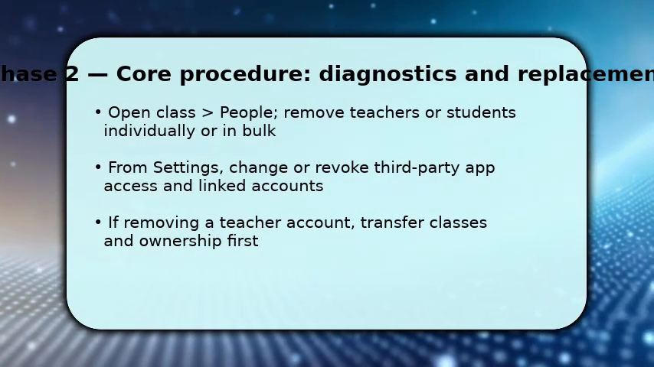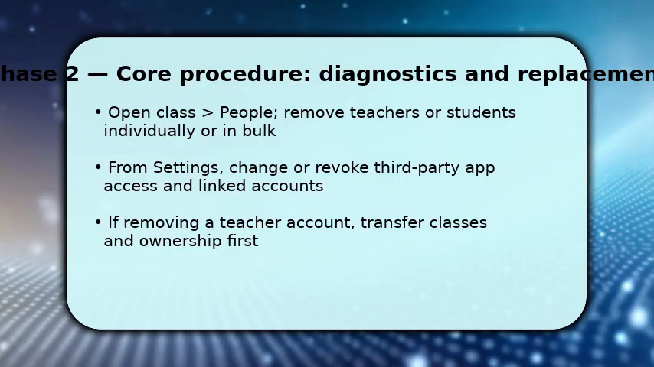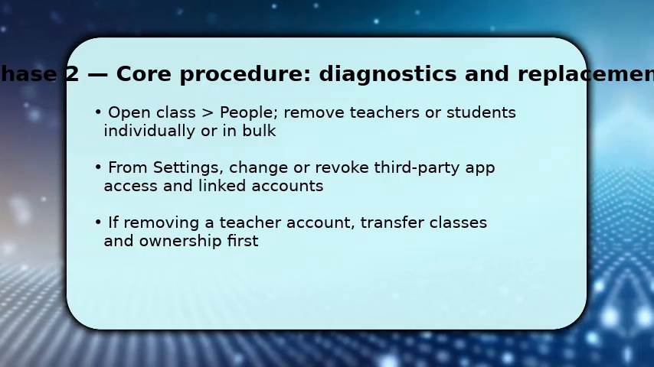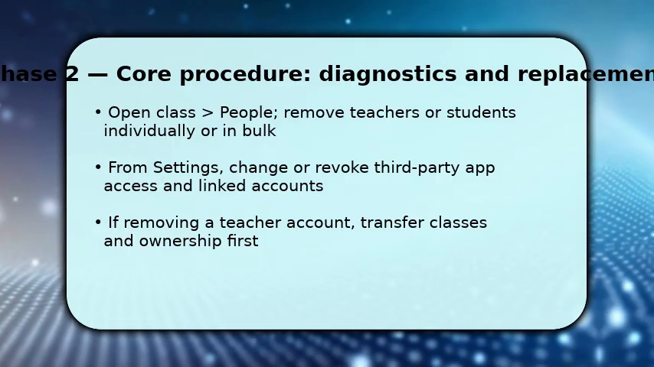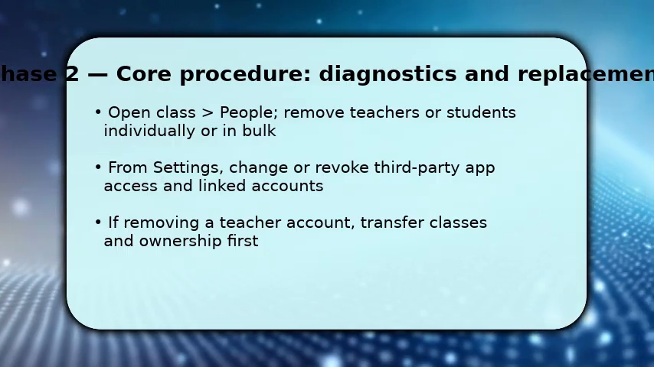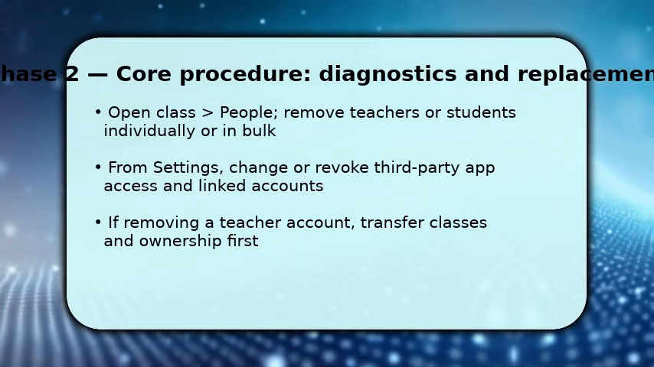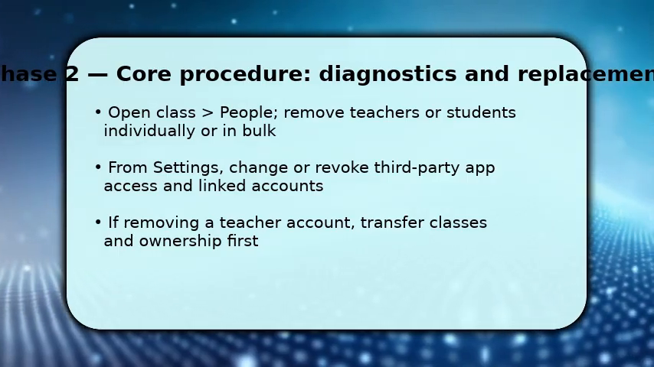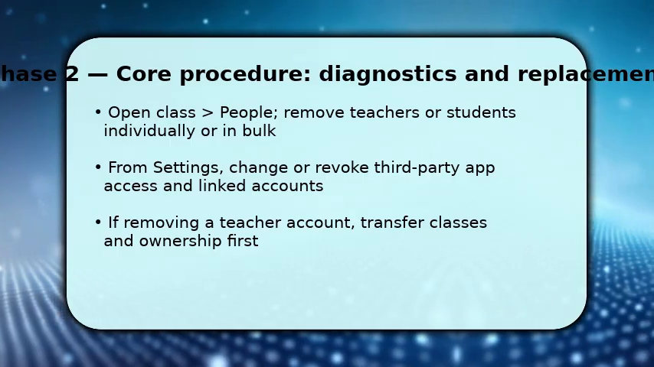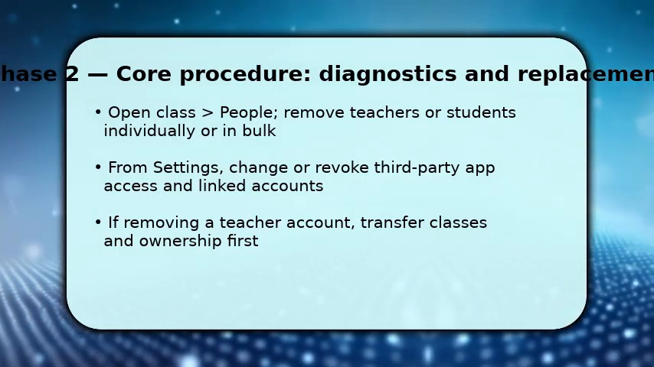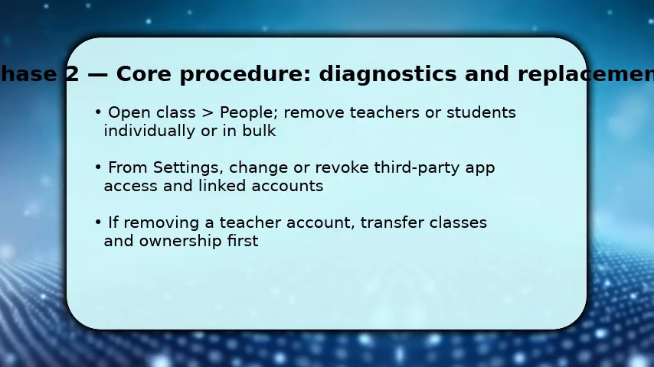Open each class and go to People to unenroll students or remove teachers. Use the checkboxes and choose Remove. Once done, visit Settings to revoke any third-party app access and disconnect linked accounts so the target account no longer has permissions. If you are removing a teacher account, transfer class ownership to another teacher first. This preserves assignments and student submissions.